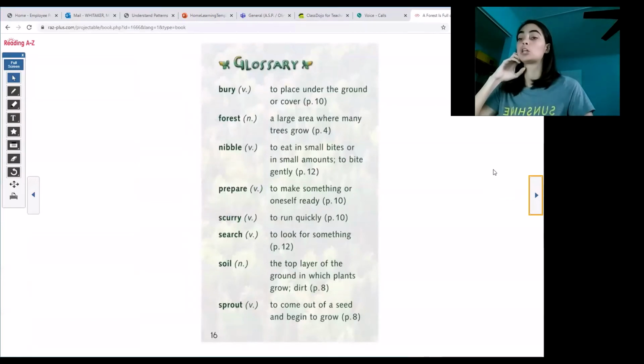So here is your glossary. It's in the back. It tells you what different words mean in the book. So bury, forest, nibble, prepare, scurry, search, soil, sprout. Those were all words in the book, and it gives you the definition of what it means right here and what page to find it on. So if you're like, I don't know what this word means, look in the glossary, it might tell you there.